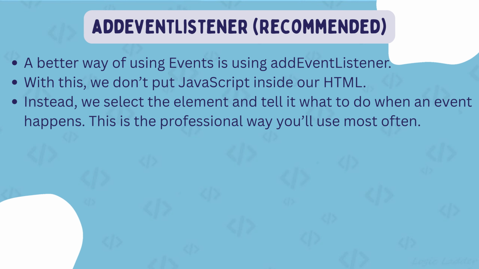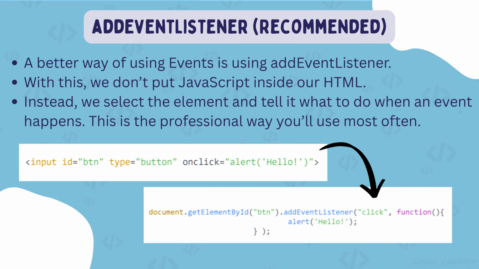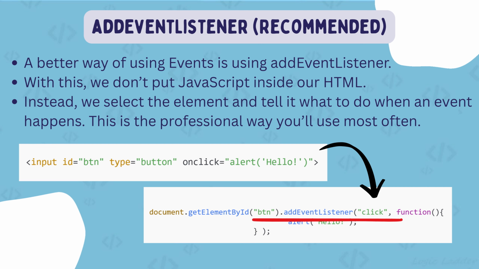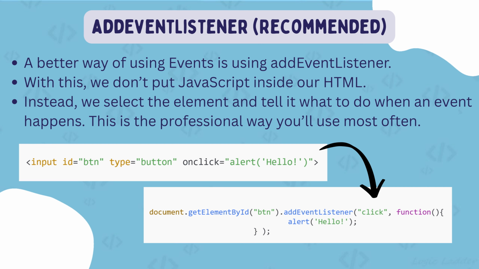A better way of implementing JavaScript events is using the AddEventListener function. With this, we don't put JavaScript inside our HTML. Instead, we select the element and tell it what to do when an event happens. This is the professional way you'll use most often. First select the element, then use AddEventListener. Inside the AddEventListener method, first write the name of the event, then write the function. We will see it in practical.